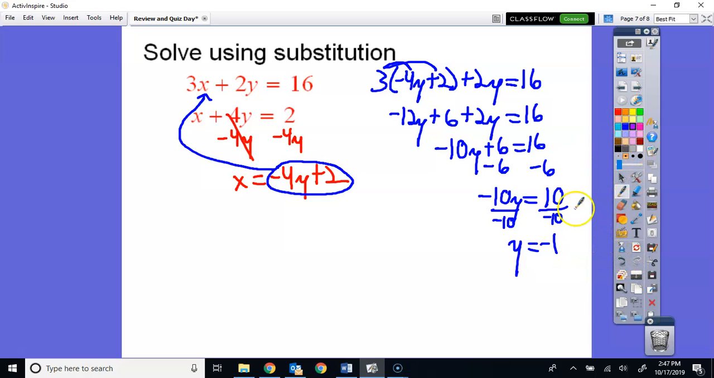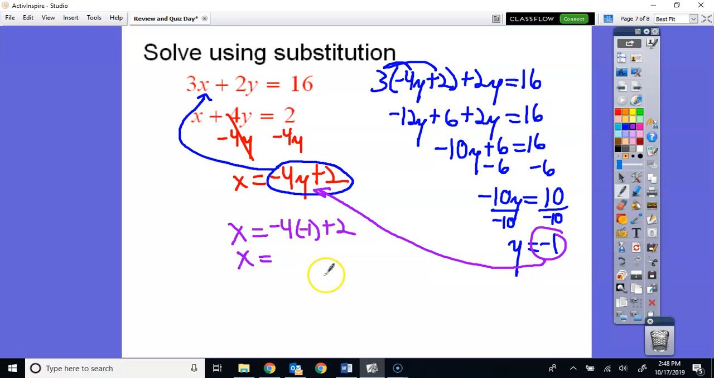Every time with the substitution method, this answer that you get here can be used to find the other answer. My suggestion is always to take it back to that original equation that we solved in the first step, because that one is x equals, and that's what I'm looking for now. I know what y is, but now I'm looking for x, so I can plug that back into here for y and just do a little bit of math either on the calculator or in my head. Negative 4 times negative 1 is 4. 4 plus 2 is 6. So the answer to this equation would be 6, negative 1.